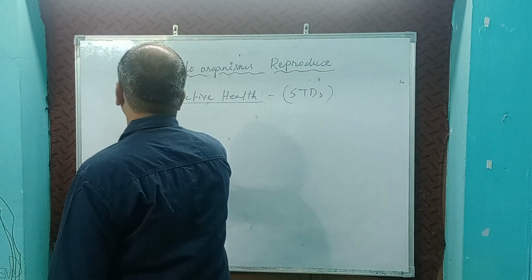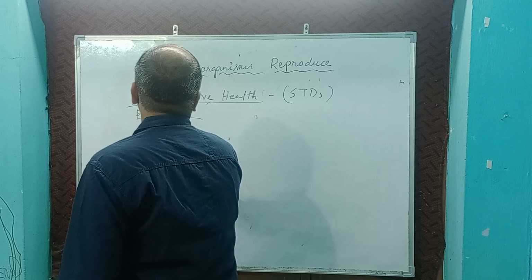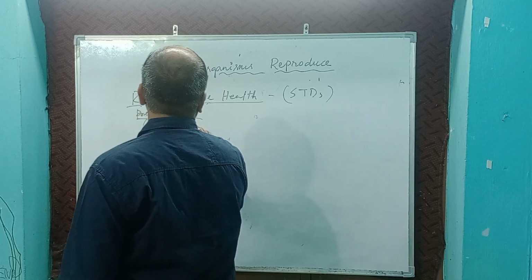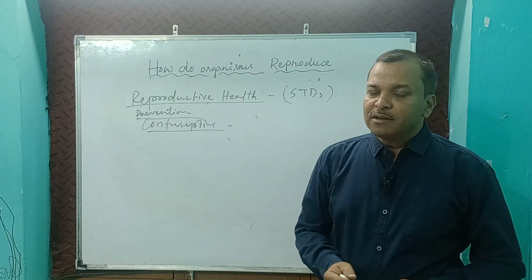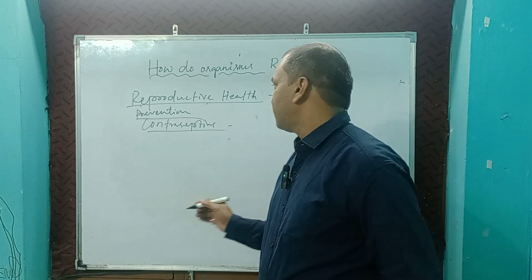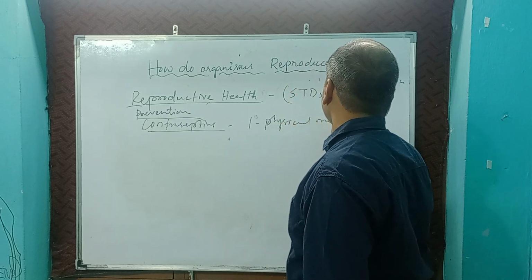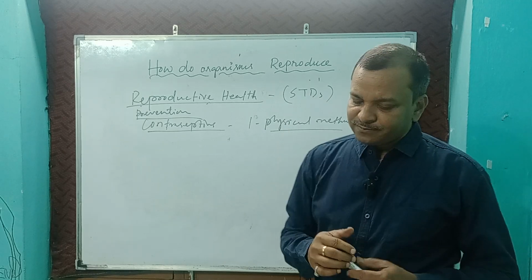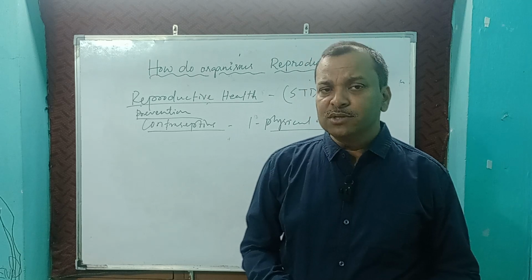Clear? Now, how can we prevent those things? Prevention: contraceptives. There are many methods. We will discuss four. First one is the physical method: use of condoms. Cervical cap as well as diaphragm we can use.